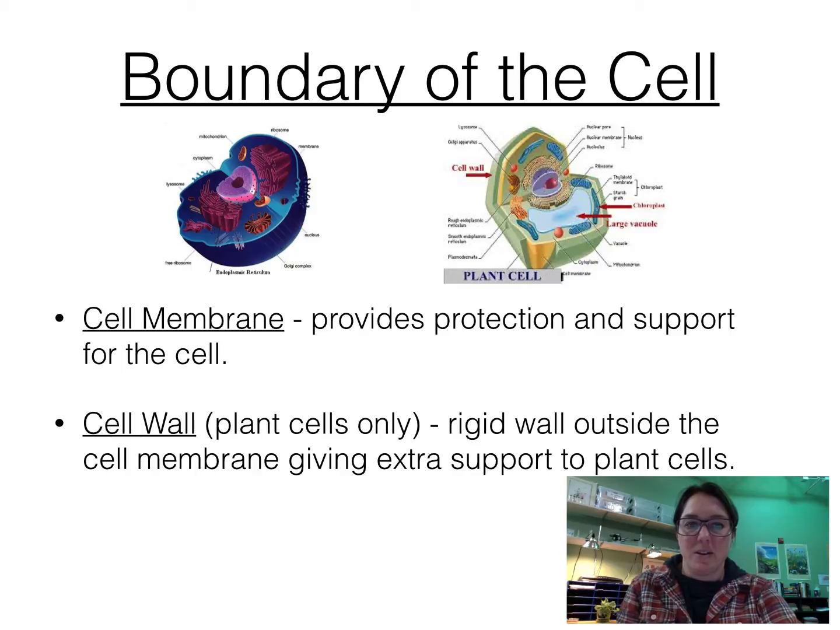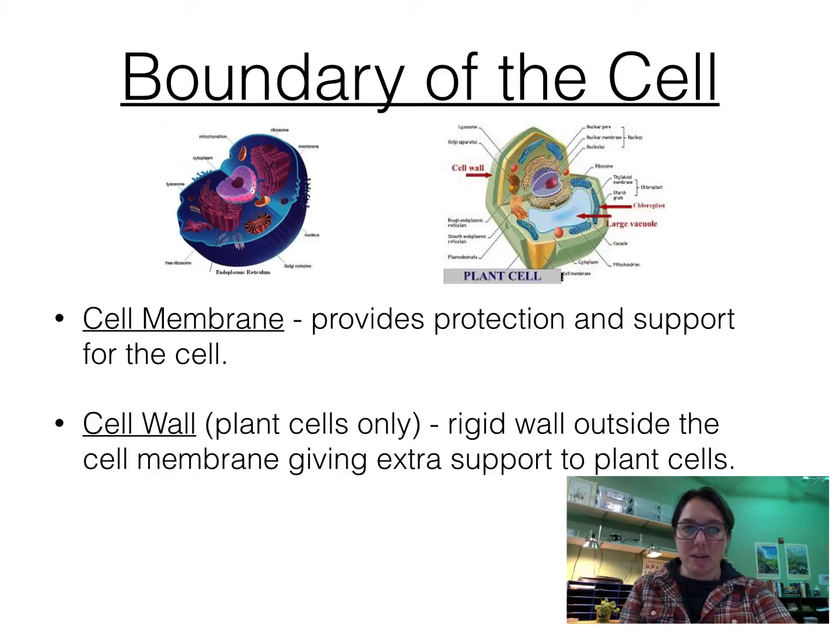The first category of cell organelles that I want to go over with you are the organelles that help form the boundary of the cell. And we just spent a lot of time talking about cell membrane in the last unit, which is also the plasma membrane. So I'm not going to say much about that other than saying, as a reminder, that it provides protection and support for the cell.